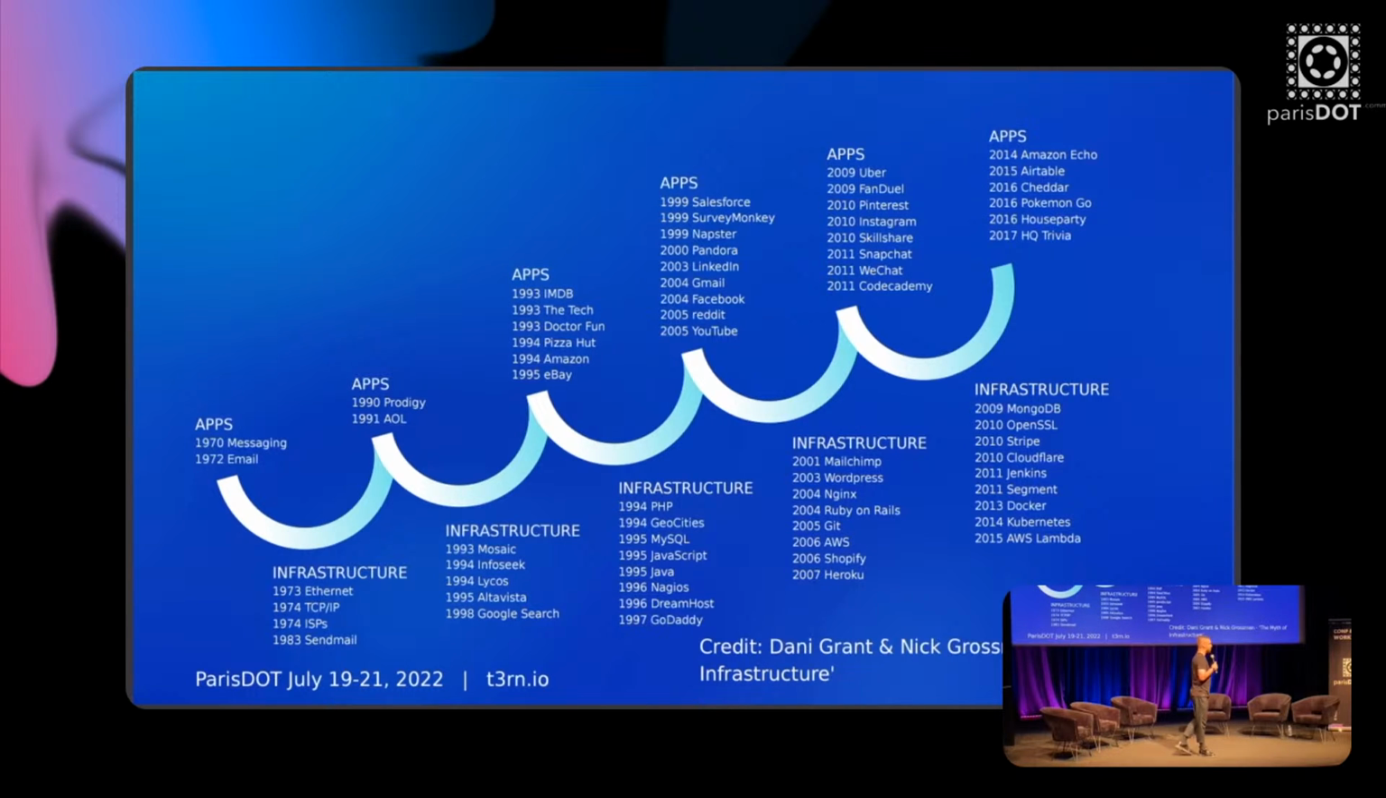There's a theory in an article written by Danny Grant and Nick Roseman called The Myth of Infrastructure, that apps beget infrastructure, meaning that you first need to create an app and a use case before the infrastructure to enable that and scale it follows. If you think about messaging, email existed long before Ethernet, TCP/IP, SendMail, and so on. So the app was there before the infrastructure scaled out.